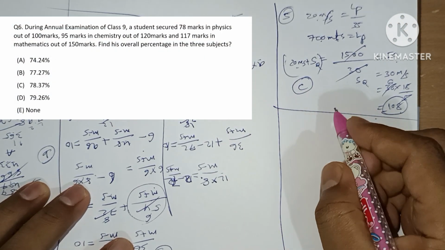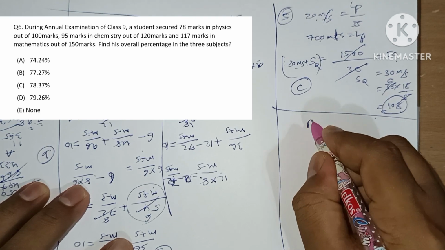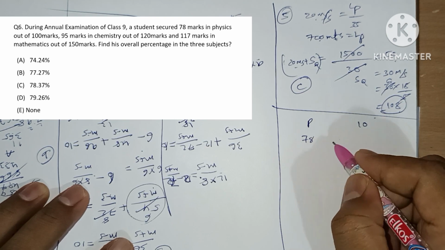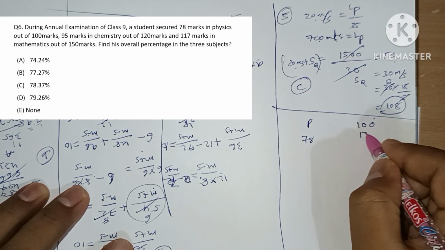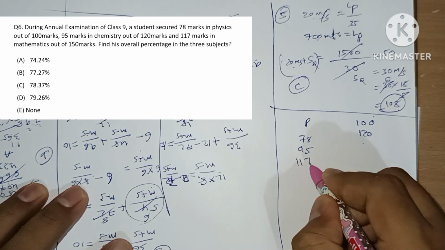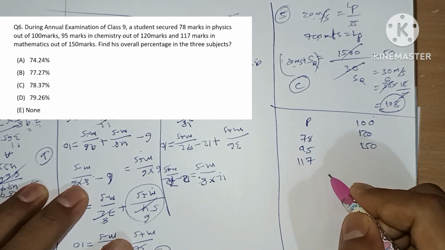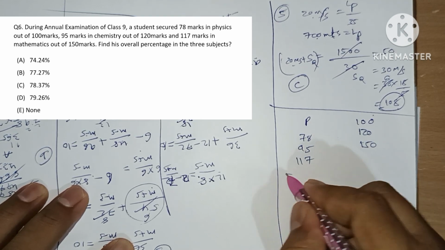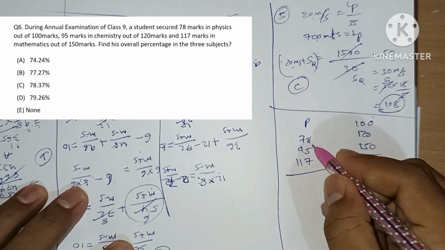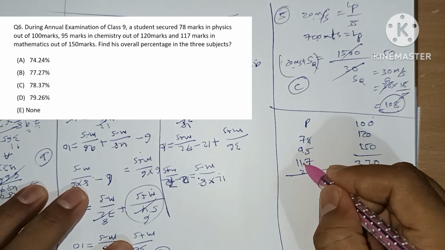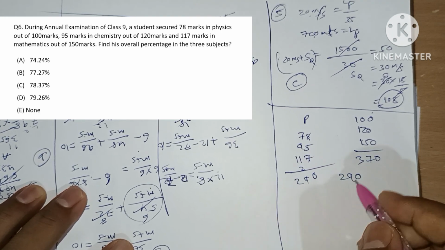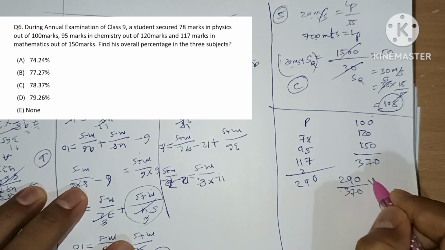During annual examination of class 9, a student secured 78 marks in physics, physics 78 marks out of 100, 95 marks in chemistry out of 120, and 117 marks in mathematics out of 150. Now find his overall percentage in 3 subjects. So we need to find the sum of these two and these 3. This will be 370. Here we have 15, 20, 10, 19, 290. So the percentage is asked means 290 divided by 370 total into 100.